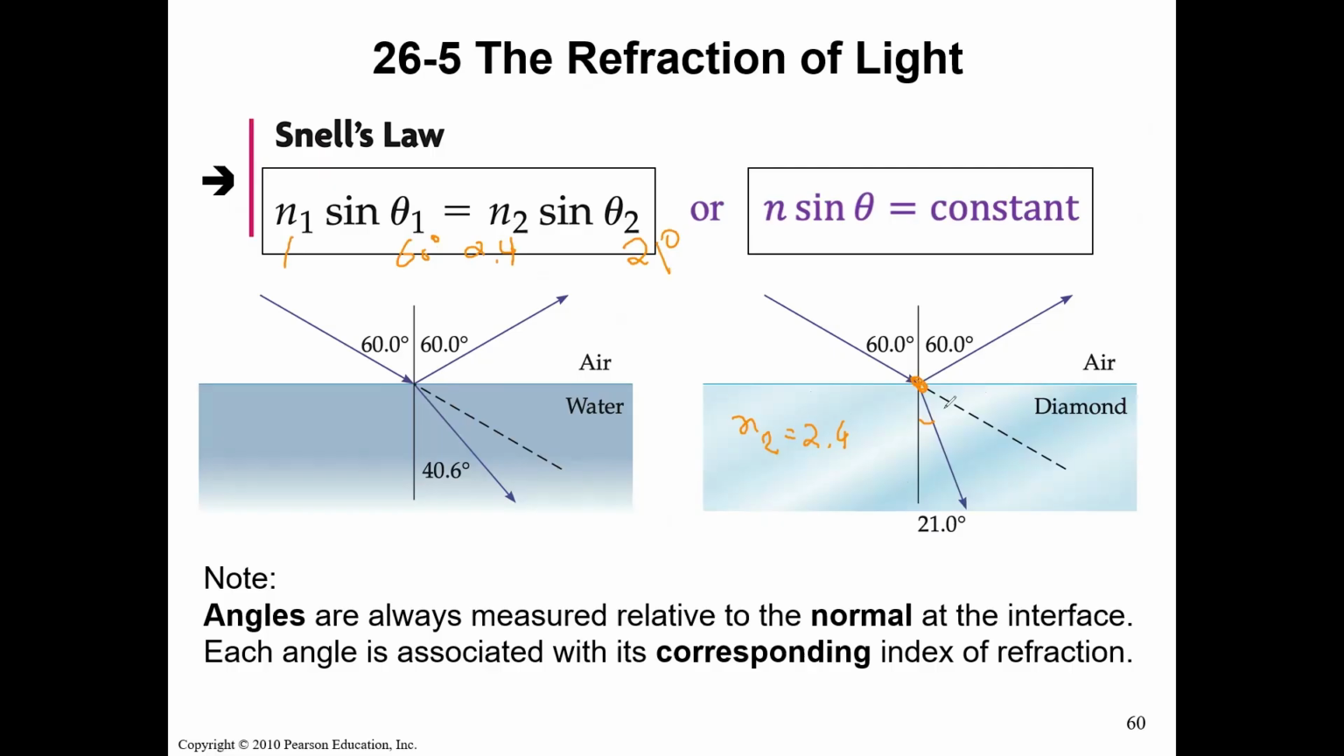And what we can observe here is that since n sine theta is a constant, with a larger n you have a smaller sine theta and a smaller theta. So in the vacuum where n is 1, you have the largest angle. And if it goes to a medium with a larger n, then it will have a smaller angle.